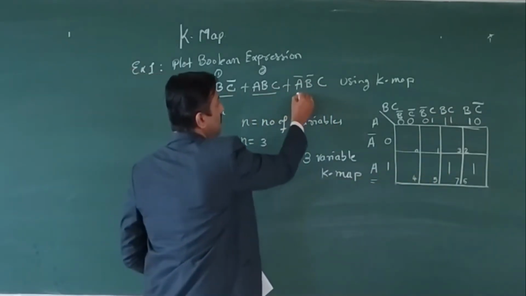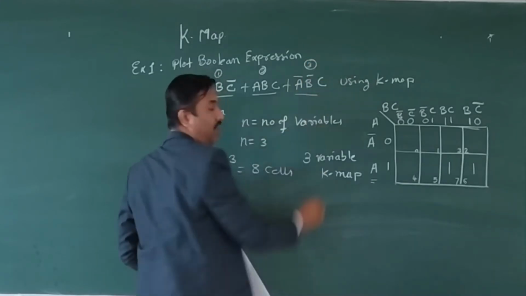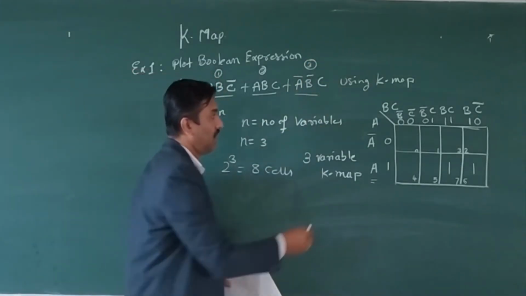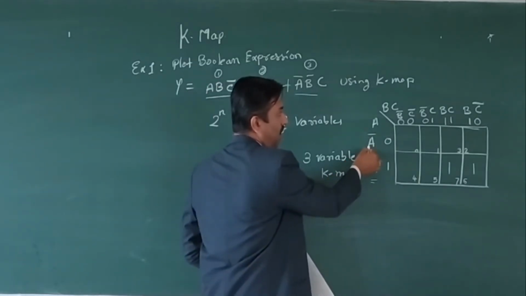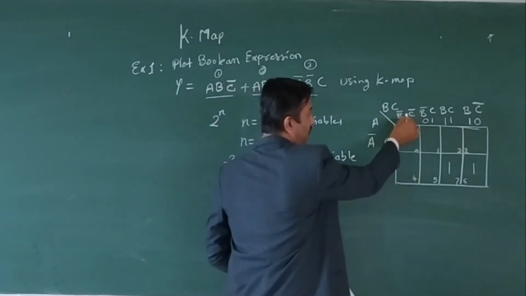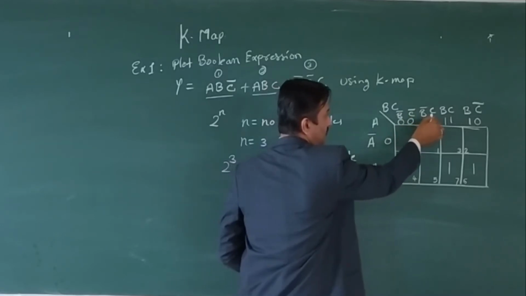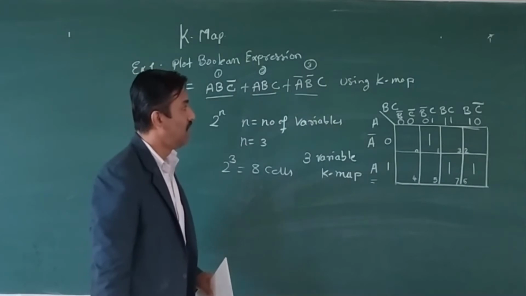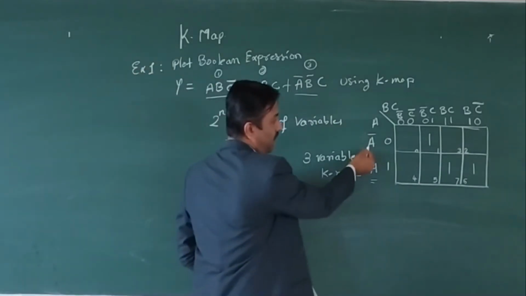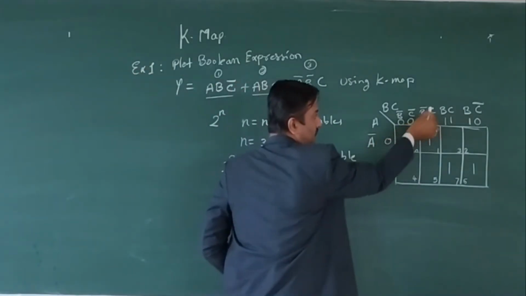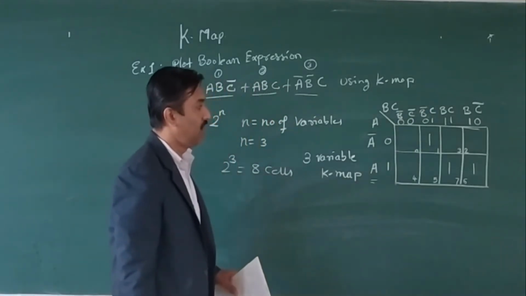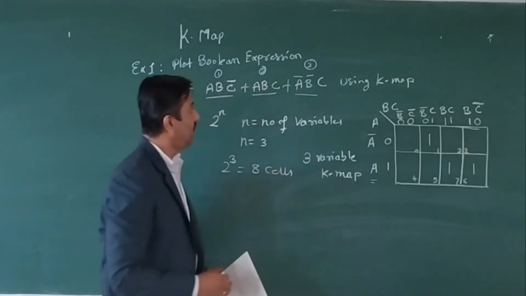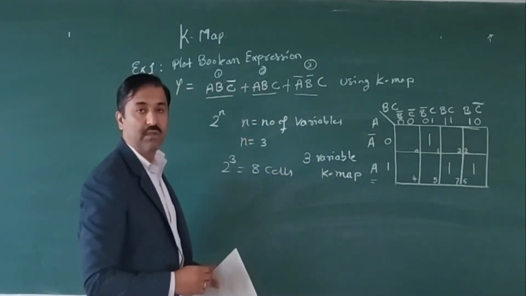The next term is A bar B bar C. So here it is, A bar B bar C. Now, when all three terms are over, is there any other product term in the expression?